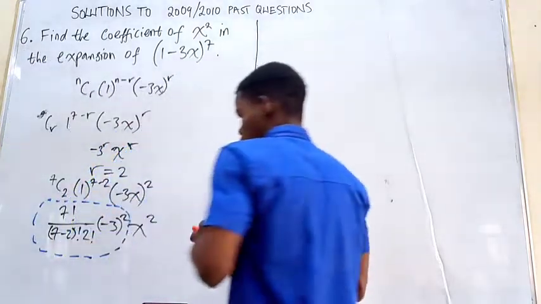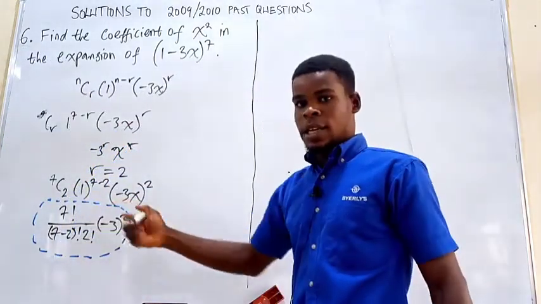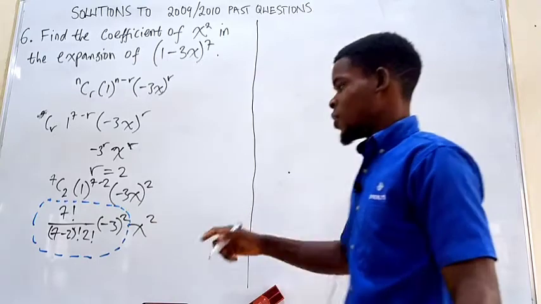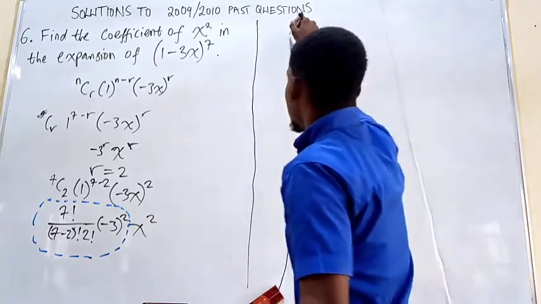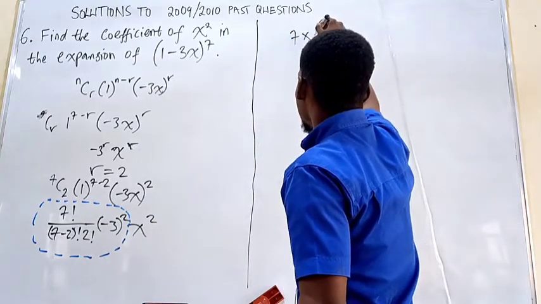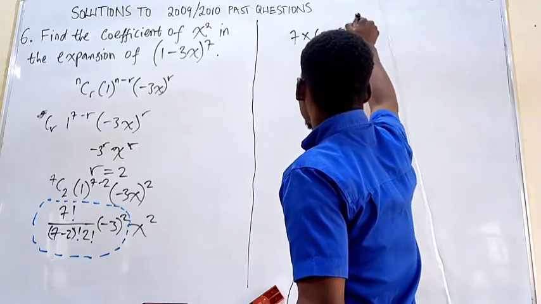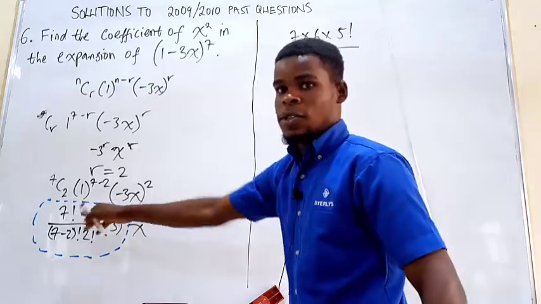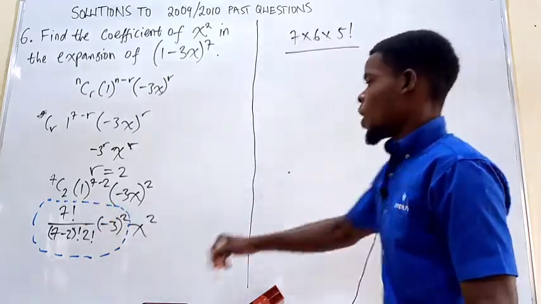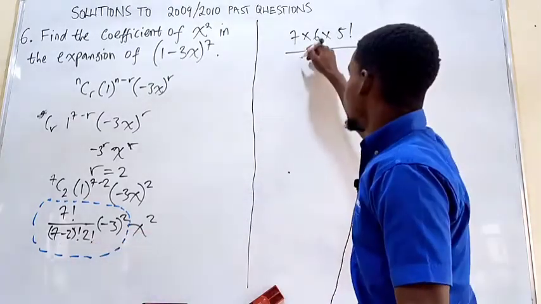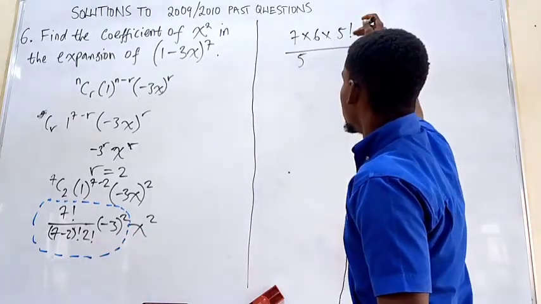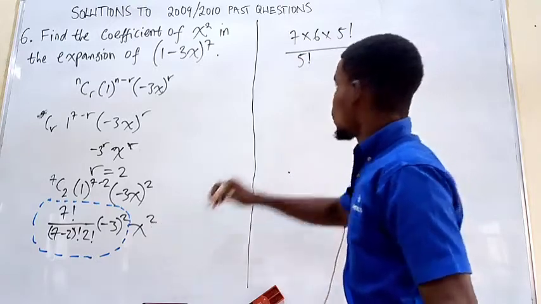So this part of the expression is the coefficient of x squared. All we need to do is reduce this a little bit, and we keep that as a result. Let me do that real quick. This will be 7 times 6 times 5 factorial on top, that is from 7 factorial, and on the bottom we'll have 5 factorial times 2 factorial.